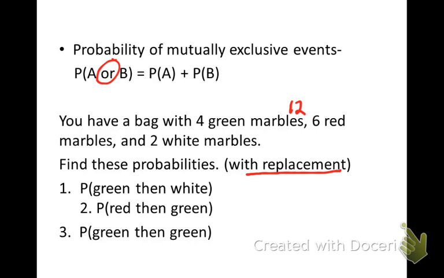So what's the probability of drawing a green and then a white? Simple probability: how many ways can I draw a green? 4, out of how many ways total? 12. So that was the first event. I drew my green, looked at it, put it back in. Now what's the probability of drawing white? Well, there are 2 ways I can draw a white out of 12. Now I'm going to multiply these, and it's probably helpful if you do some canceling. 4 goes in 12 three times, and 2 goes in 6 three times... so we get 1/18.